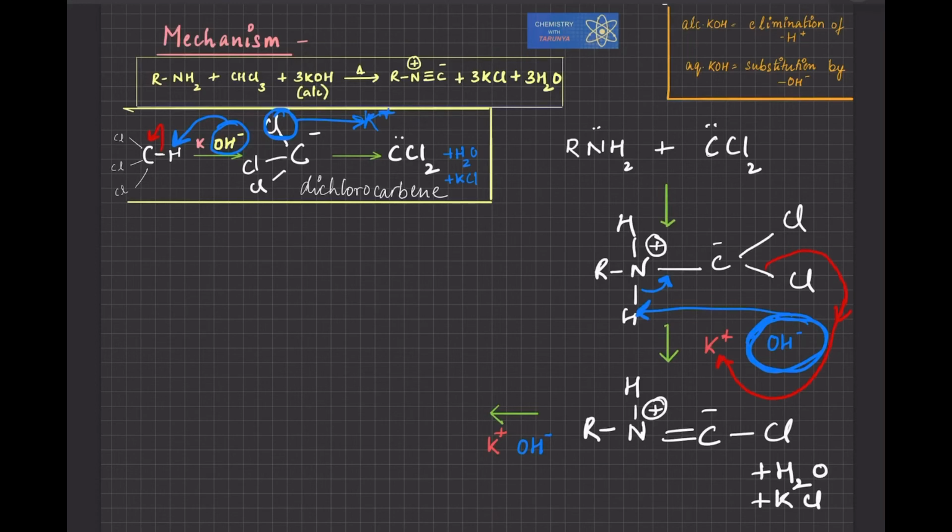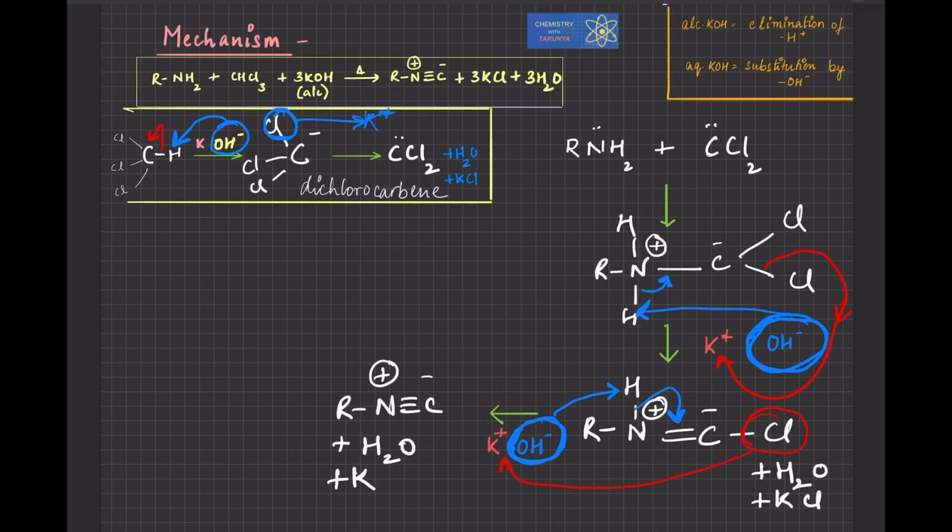Now again there is one H present. The OH minus of the last or the third KOH molecule abstracts this H, thereby forcing there to be a triple bond between nitrogen and carbon and removal of Cl to form one molecule of KCl, thereby forming our isocyanide product. Plus one molecule of water plus one molecule of KCl.